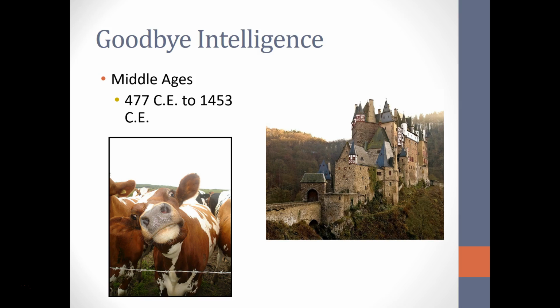Even Charlemagne, if you've ever heard of him, conquered Western Europe, united it, all that kind of stuff, but could not read. So, yeah, Charlemagne from France could not read. Interesting, right? And you see, that's a long, long, long time, 477 CE to 1453 CE. It's crazy, right? The fact that people weren't that smart in that era.